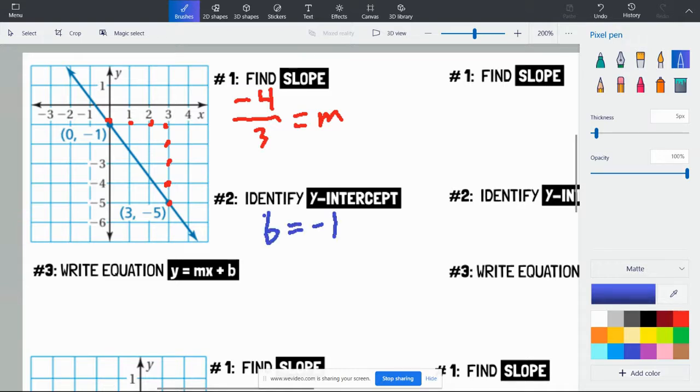equals -1. Now what we do is we just take that information and we plug it into our equation. Y equals m, which in this case is -4/3 x. Remember, your y and x stay the same. We just replace m and b. So -4/3 x plus -1.